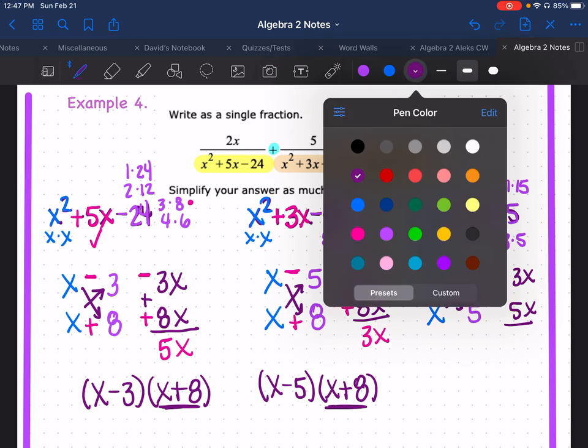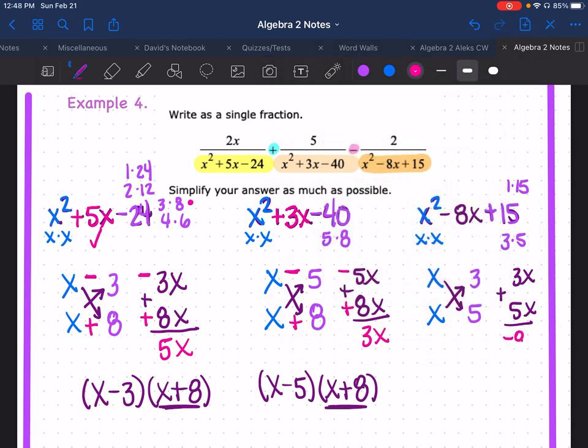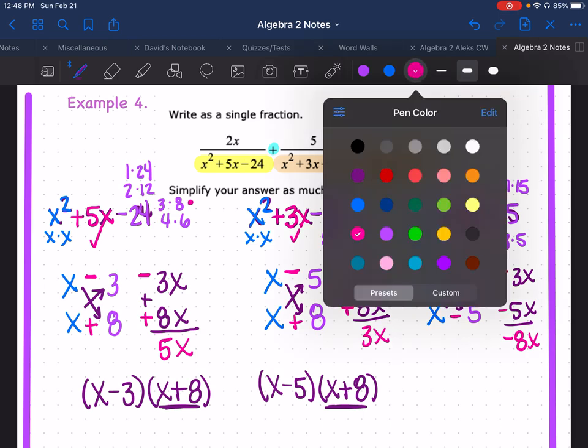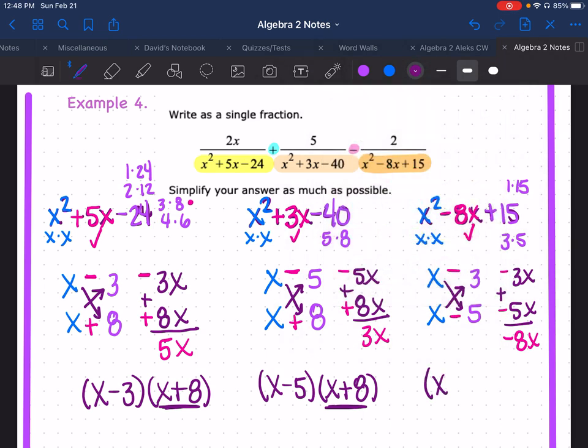But I need a negative 8. So that just means that they both have to be negative for me to get negative 8. Oops, I forgot my check mark over here. All right, there we go. And so now my last two factors are this. Let's see what we have in common.